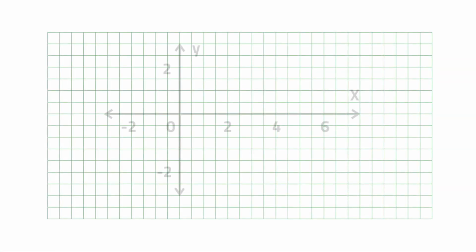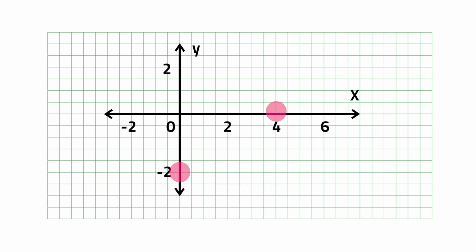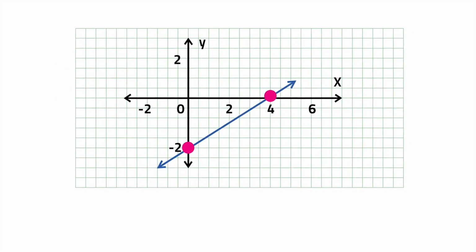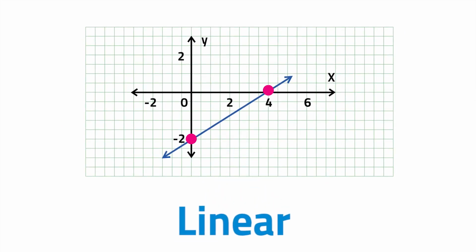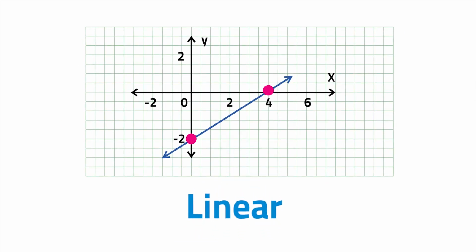Take a look at this. To graph the equation of a line, we plot at least 2 points whose coordinates satisfy the equation, and then connect the points with a line. We call these equations linear because the graph of these equations is a straight line.